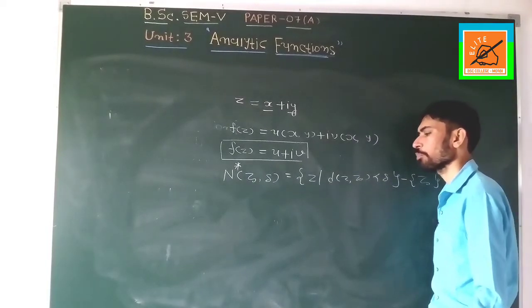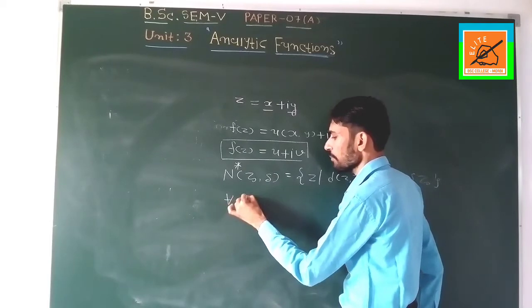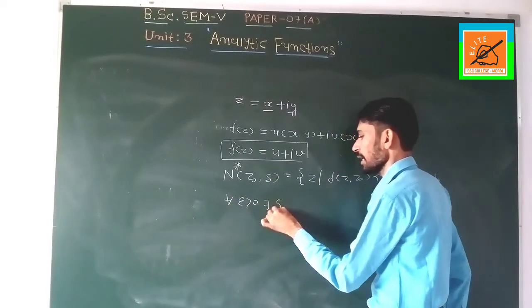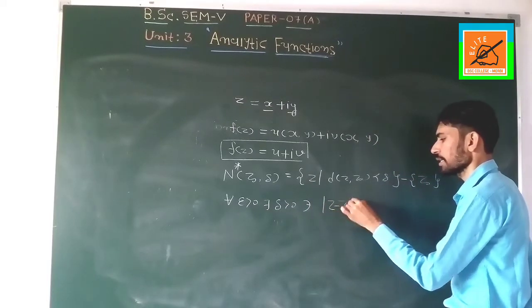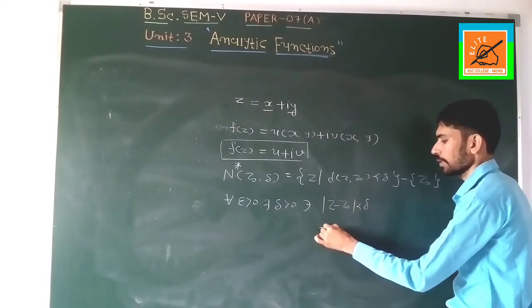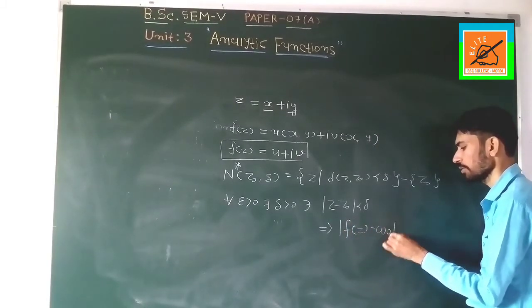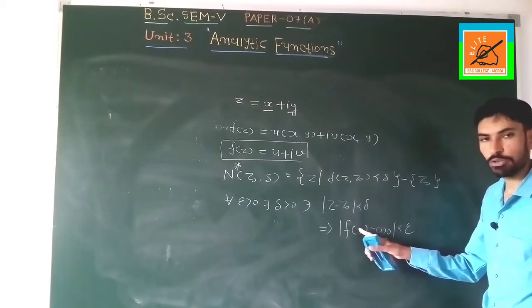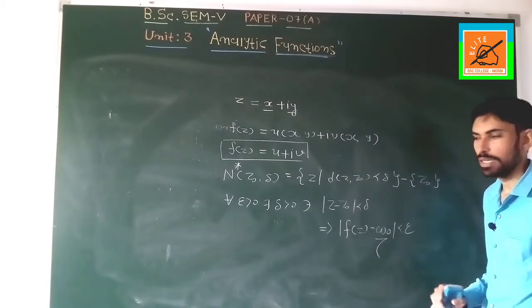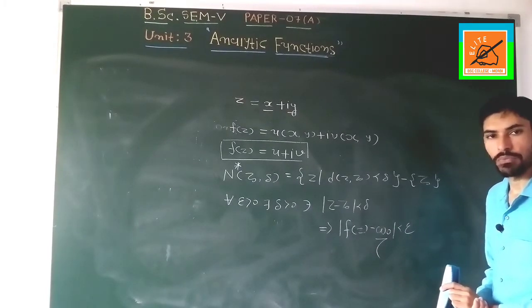And we defined an important definition, the limit of a complex function. For every epsilon greater than 0, there exists delta greater than 0 such that mod z minus z0 less than delta implies modulus f of z minus w0 less than epsilon. Then w0 is called the limit of the complex function f of z. In this way we defined the limit of a complex function.